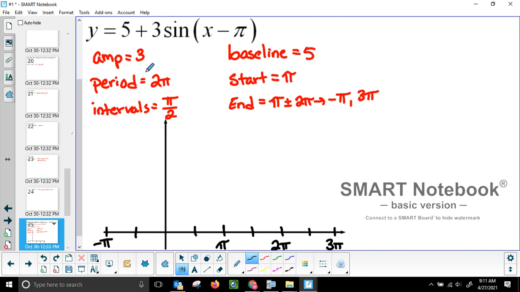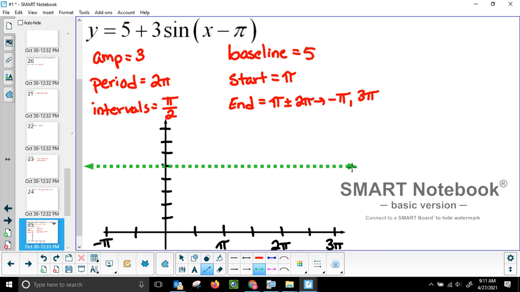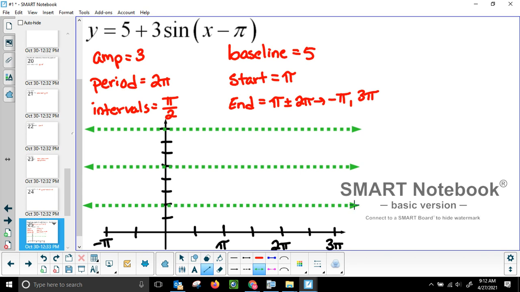My baseline is at 5, and my amplitude is 3. So I'm going to have to start at 5 and go up 3 and down 3. So from 2 to 8. So 1, 2, 3, 4, 5, 6, 7, 8. All right, we said the baseline was at 5. 1, 2, 3, 4, 5 is over here. So amplitude says to go up 3 from my baseline to my maximum and down 3 to my minimum.